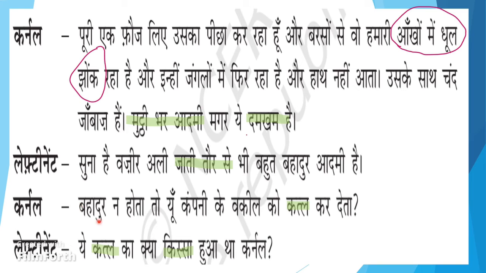Colonel, बहादुर ना होता तो यूं कंपनी के वकील को कत्ल कर देता. If he was not brave, do you think he would have murdered the lawyer of the company? वकील means lawyer, कत्ल means murder.